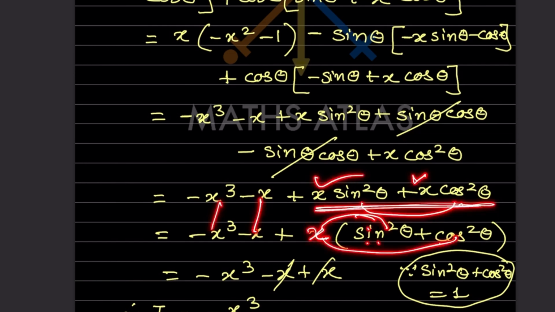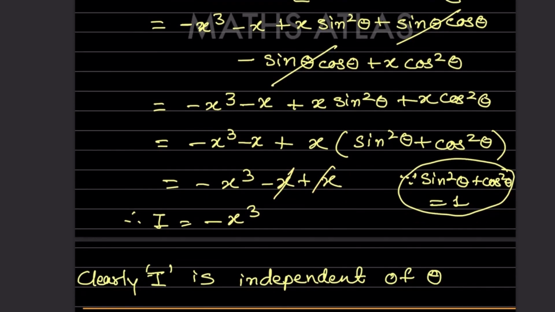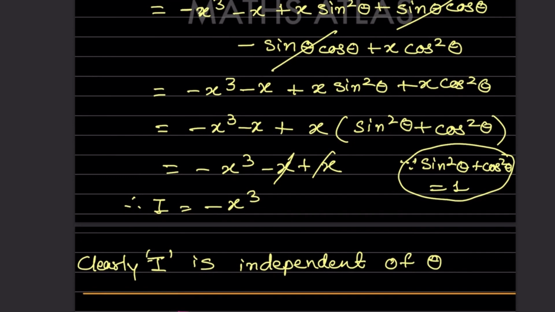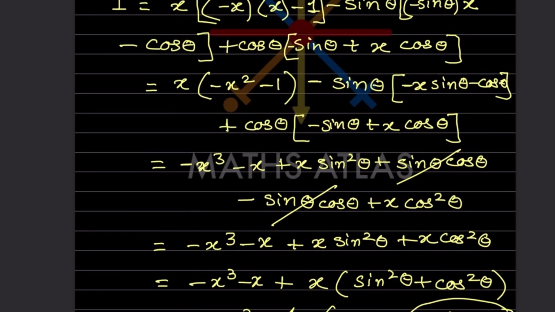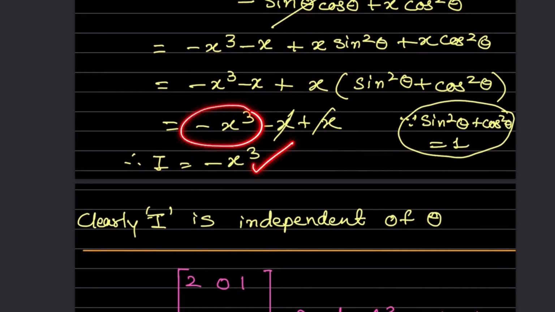So in the bracket remains sin²θ + cos²θ. Now what we can do here, this as it is, all as it is first, and then sin²θ + cos²θ, the first identity, that is 1. So you don't have to write 1 over here, that is understood. Now minus x plus x is going to get cancelled over here. So what remains here is just this, this is I, this will be minus x cube. So we can say clearly I is independent of theta.